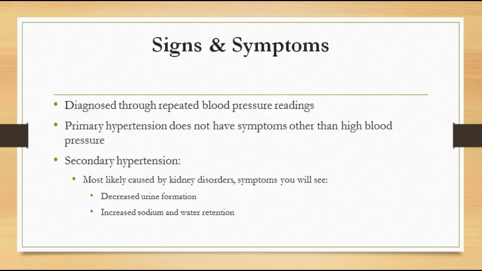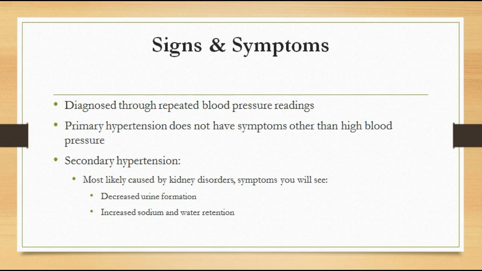Signs and symptoms. High blood pressure is diagnosed through repeated blood pressure readings. Usually when you go to your provider the first time and your blood pressure is high, they usually want to make another appointment to review that blood pressure, measure it in another sitting. So when you come back the next time, possibly the first one, there was stress, you were in a hurry, so many different reasons that people give. But when the second reading is consistently high, that's when you are diagnosed with hypertension.